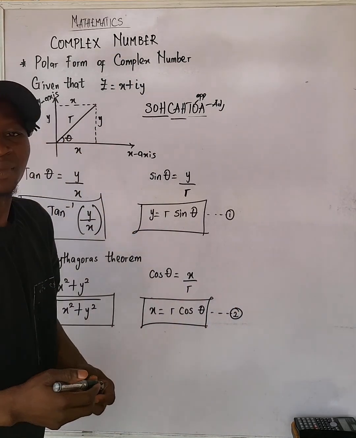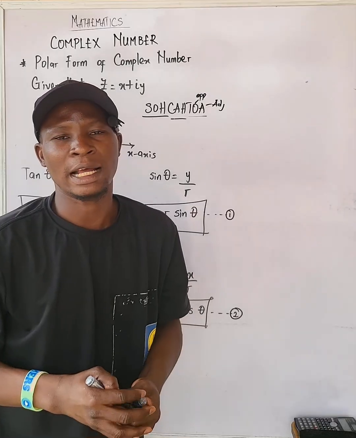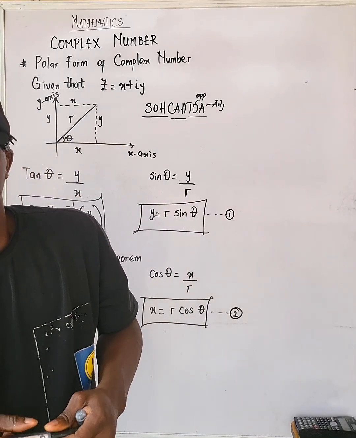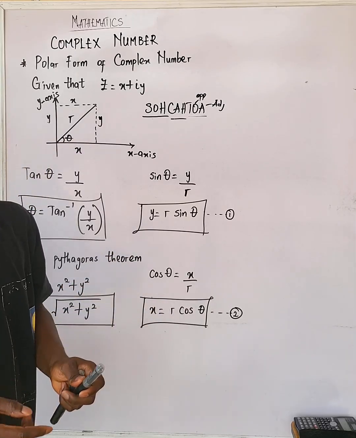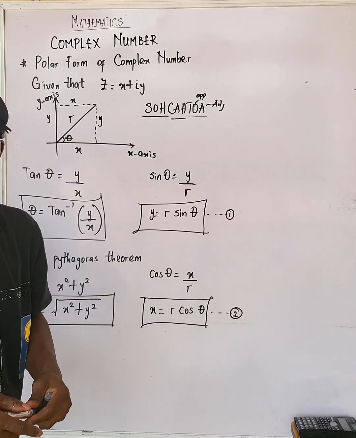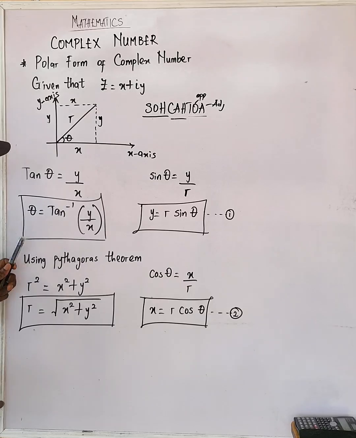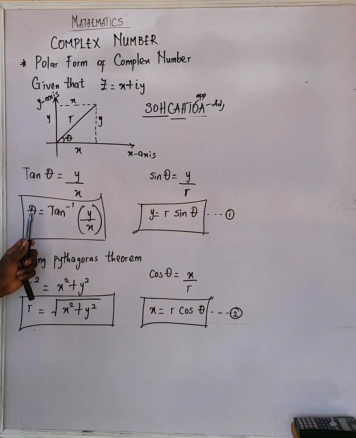So meaning that if you are given in polar form and you are told to convert to Cartesian form, these are the two formulas you use. But if you are given in Cartesian form and you are told to convert to polar form, these are the two formulas you use. Do you understand?